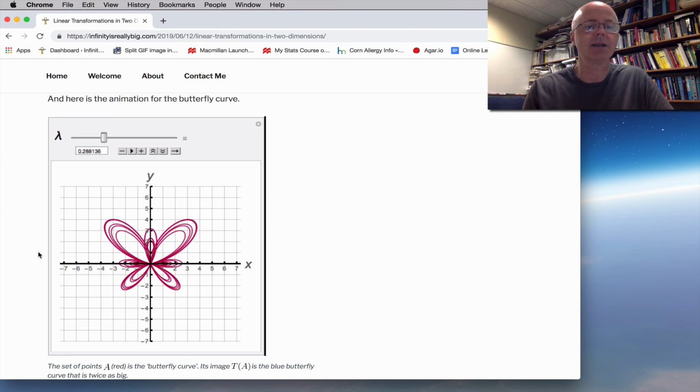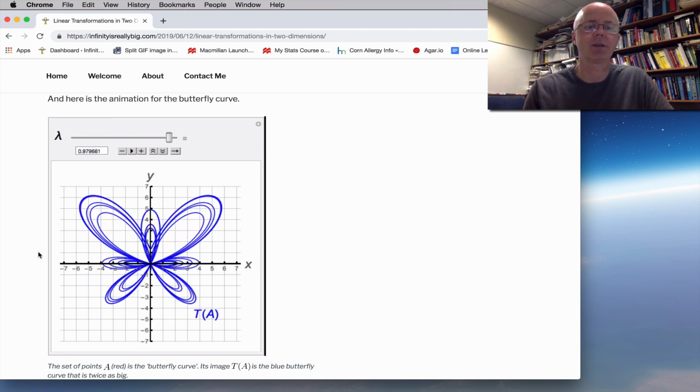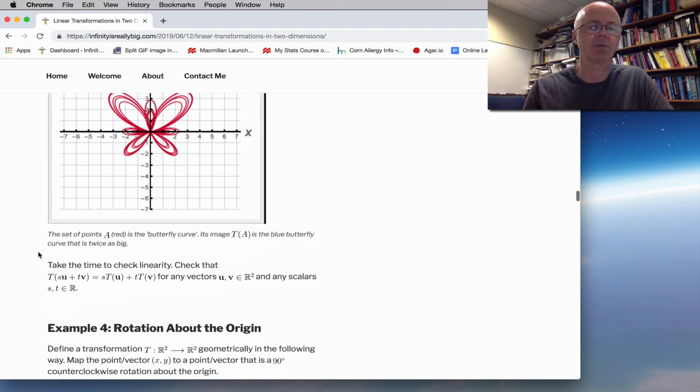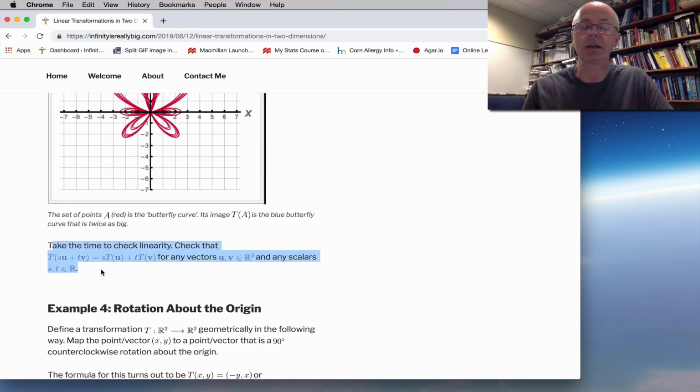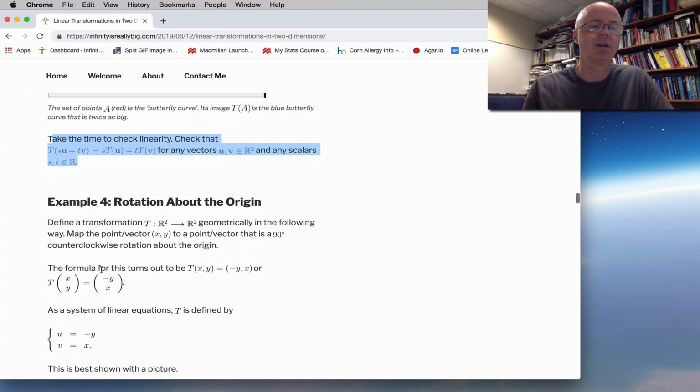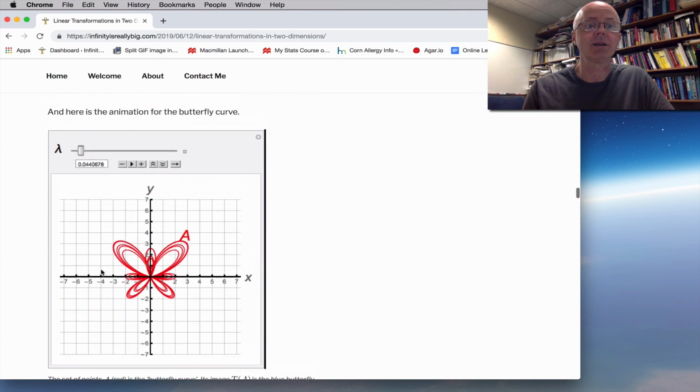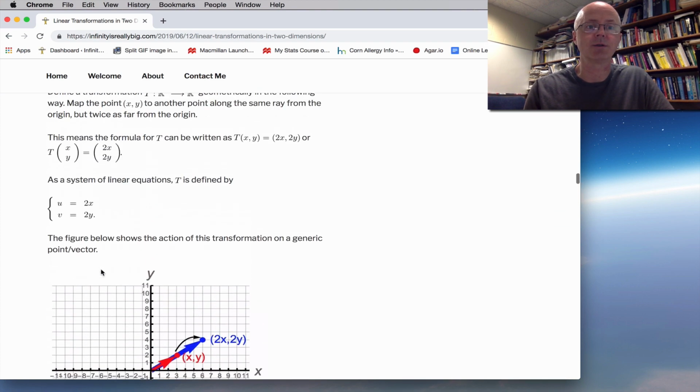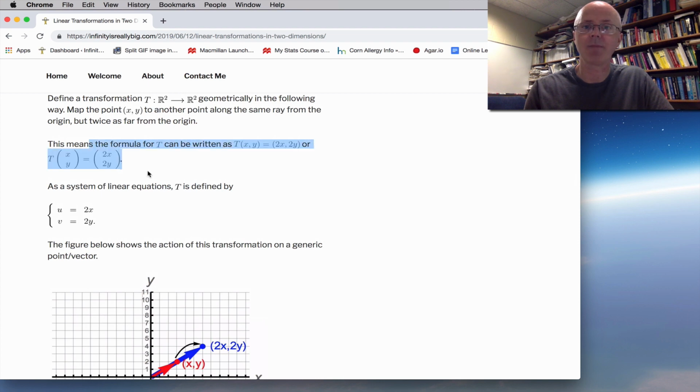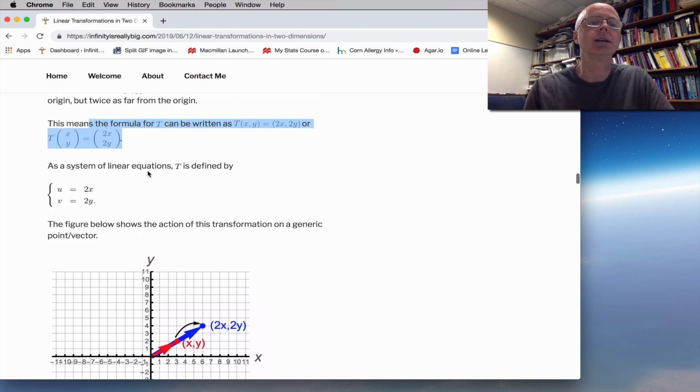Here's what happens to the butterfly curve. The original butterfly is in red. Its image, T of A, is in blue. Lambda, again, is just an animation parameter. You can take the time to check the linearity condition. Again, it works because the formula is linear, and there's no constants being added. Okay? No plus 1s or plus 7s or minus 4s in that formula.